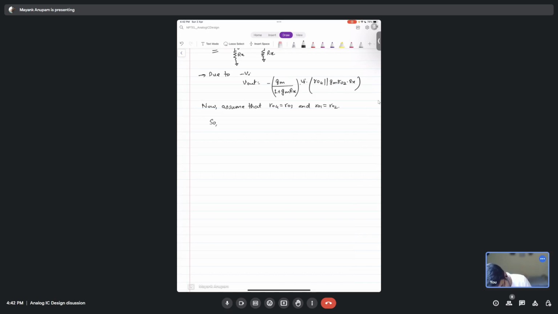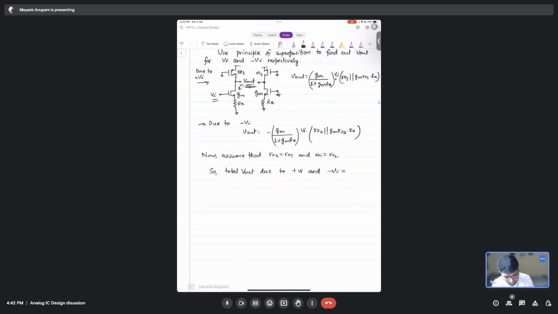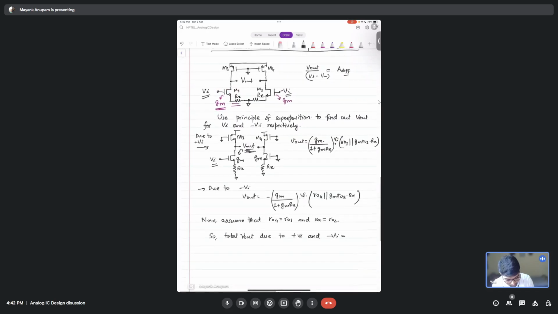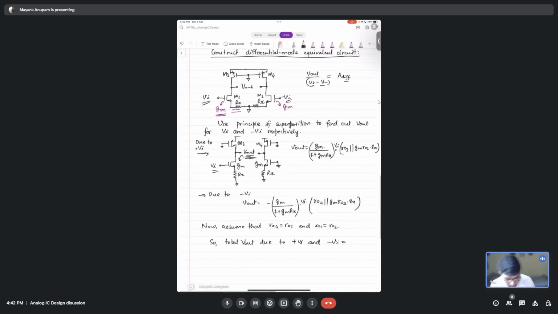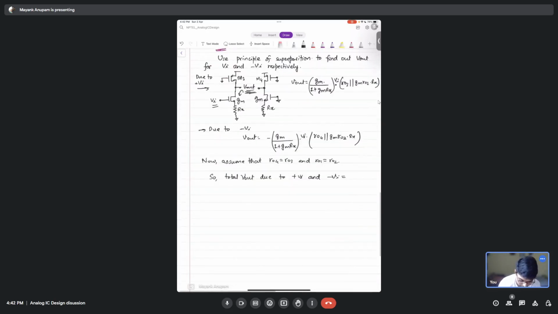So total V out is V out from Q2 plus VIN minus VI. What will it be? You have to subtract these two, because you have to find V out, V plus minus V minus, isn't it? So you have to subtract these two. Correct. Yes, sir.